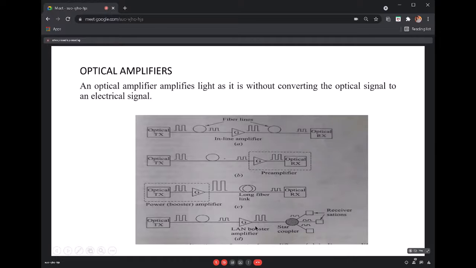Here in this diagram, you can see the inline amplifiers, optical amplifiers, all those different types. That means this is being used in diverse applications. For a short distance, you need not have an optical amplifier, but for a long distance, undersea links, we need this type of amplifier in order to enhance the power level of an optical signal. Fine.